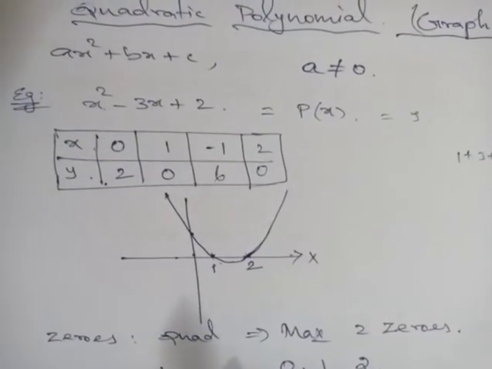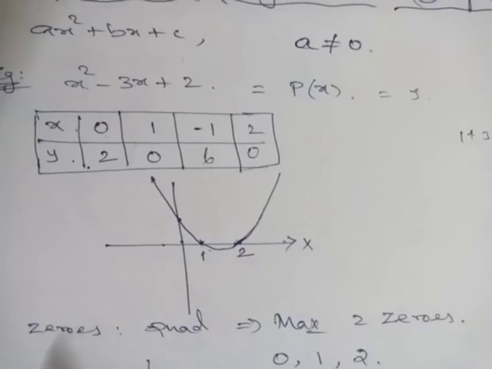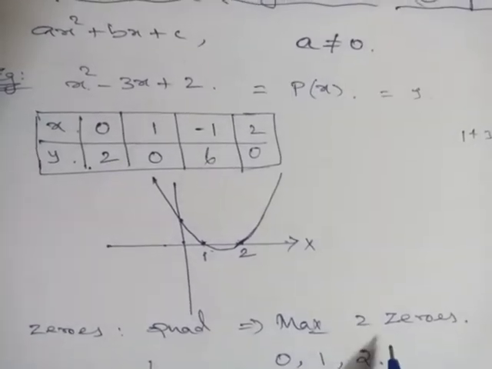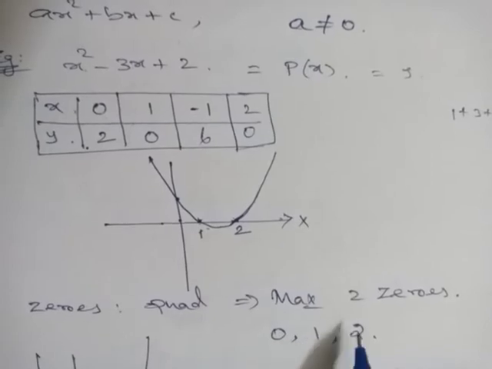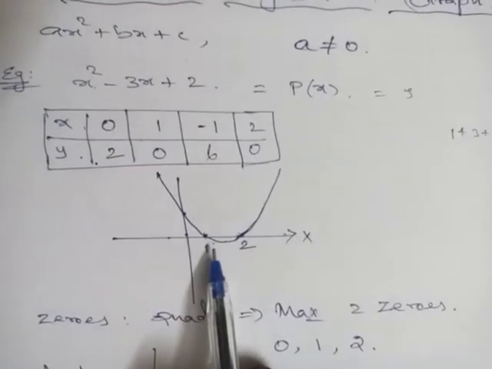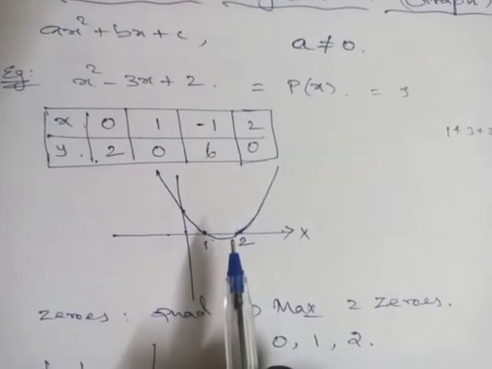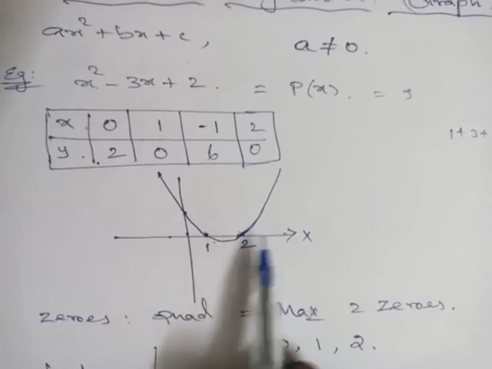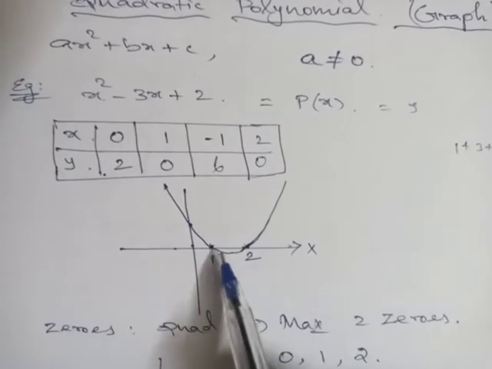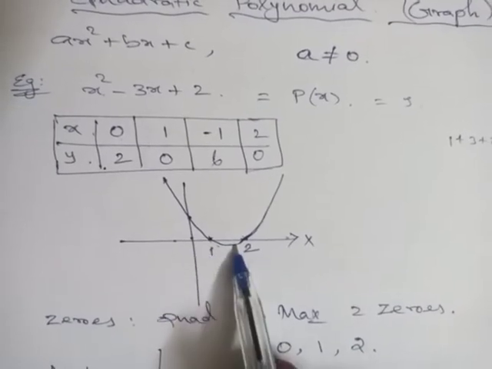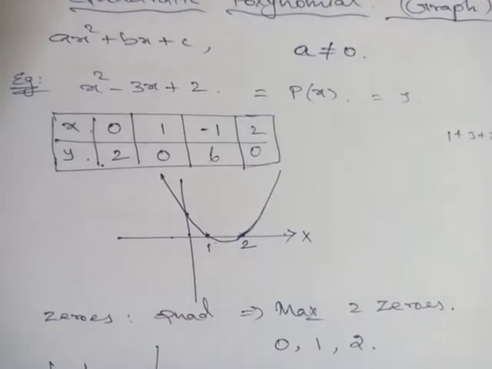Now it's a quadratic polynomial, so a maximum of 2 zeros are there, right? That means there may be no zero, 1 zero, or 2 zeros. From this diagram we can say that this quadratic polynomial has 2 zeros. How are we telling that? This curve cuts the x-axis at 2 points. That's why it has 2 zeros.